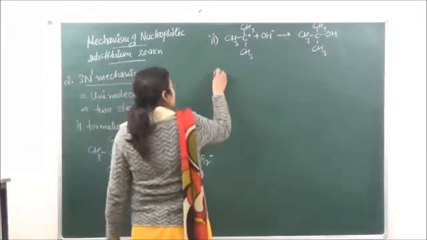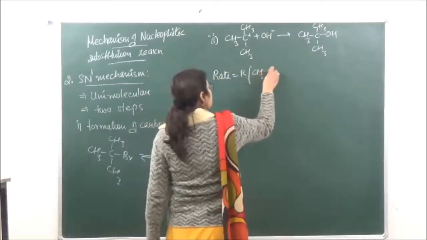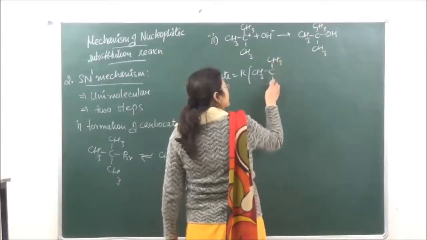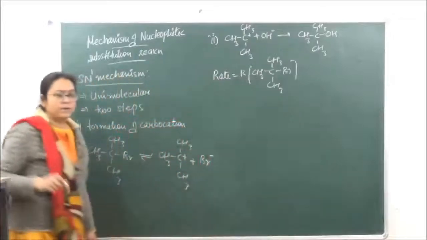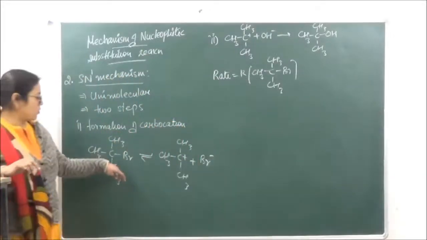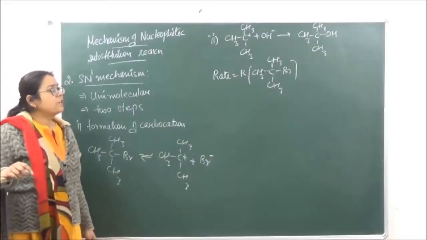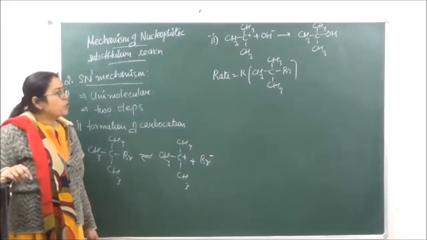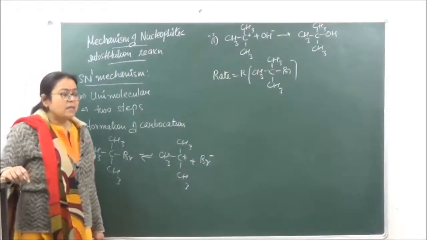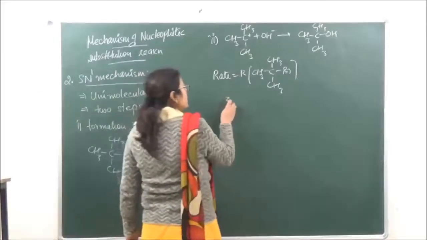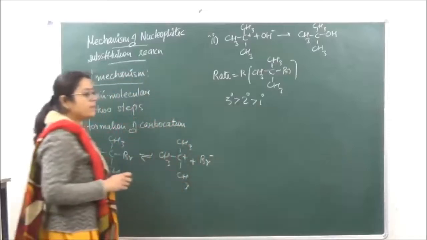So kinetics of the reaction may be written as rate is equal to K into concentration of the tertiary halide which we are taking over here. Okay, so rate is equal to concentration of the tertiary halide. So you can see that it is going to follow first order kinetics. Now in this case when we are looking at the trend, 3 degree is going to be most stable, then 2 degree and then 1 degree. Now why the reason behind this?